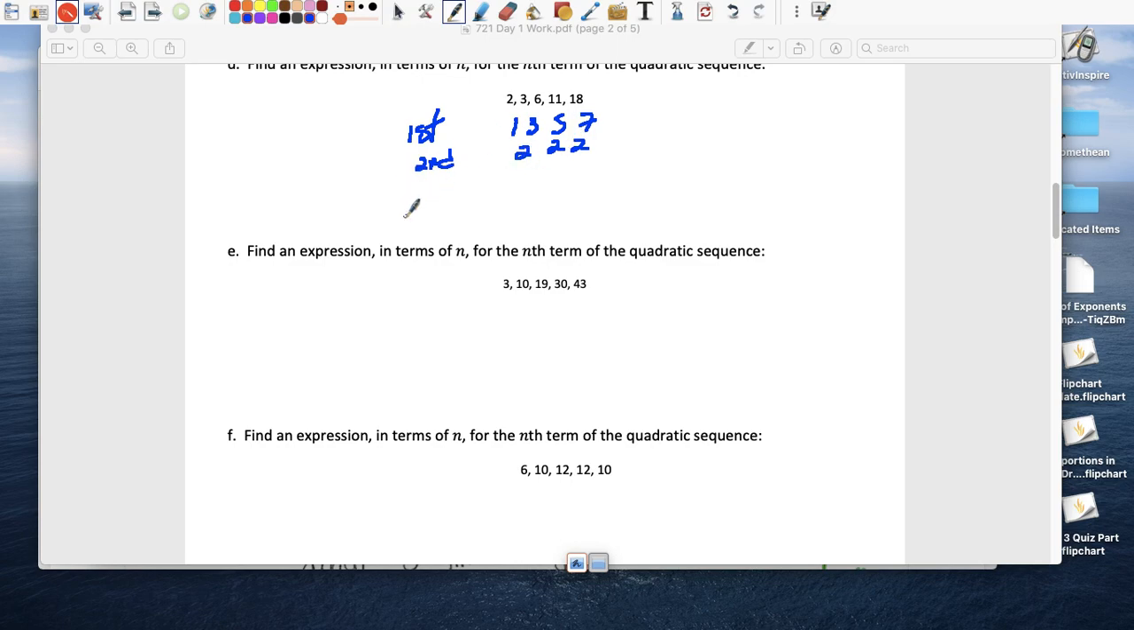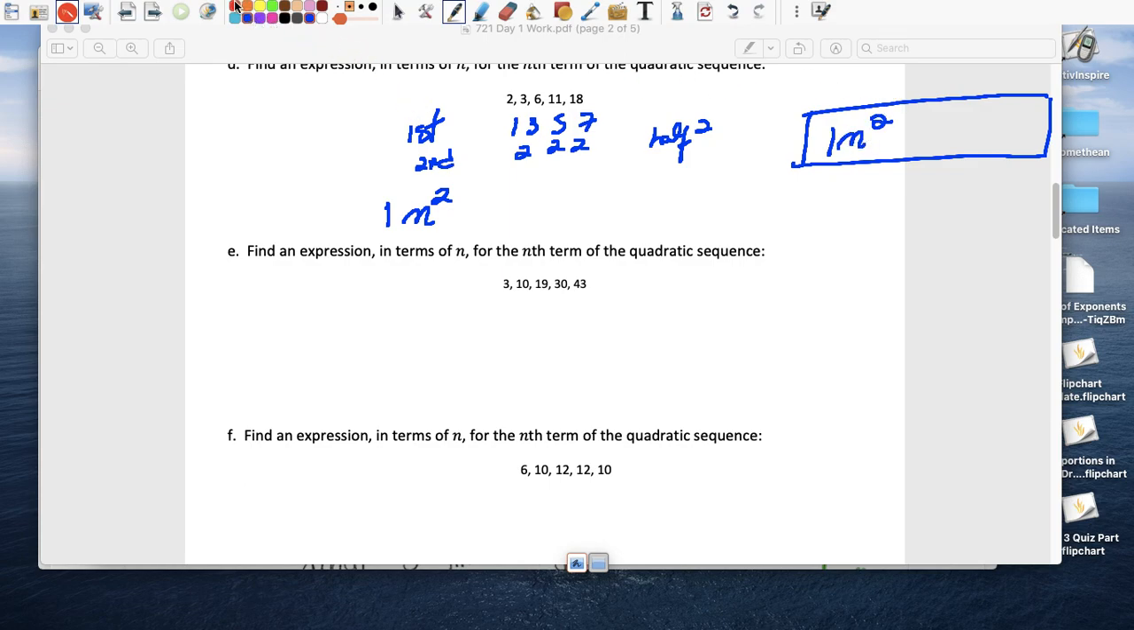So we know it's quadratic, so for n squared, we're going to take half of 2, which is 1. I'm going to put the 1 in here. So my expression already has 1n squared, right? So what does a 1n squared sequence look like? It's 1, 4, 9, 16, 25. We're going to subtract: 2 minus 1 is 1. 3 minus 4 is negative 1. 6 minus 9 is negative 3. 11 minus 16 is negative 5, and 18 minus 25 is negative 7.